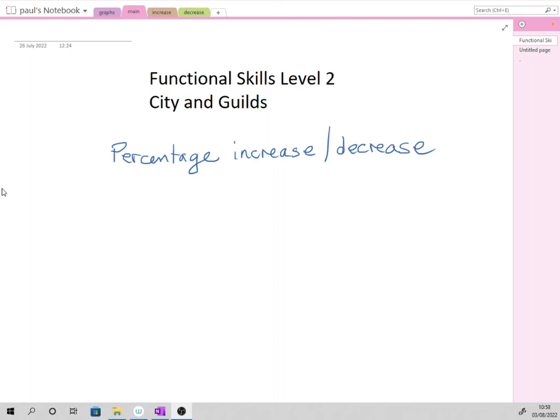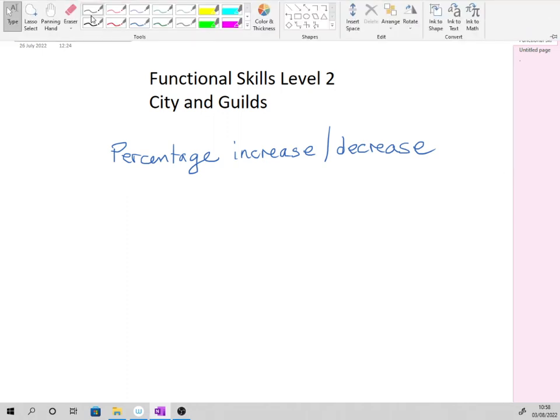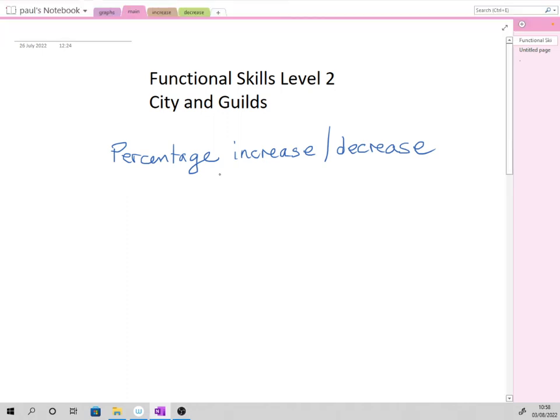Okay, here's another one on percentages. This time it's percentage increase and decrease. This is where we are given a percentage from an original number and we have to find out what the new value is.